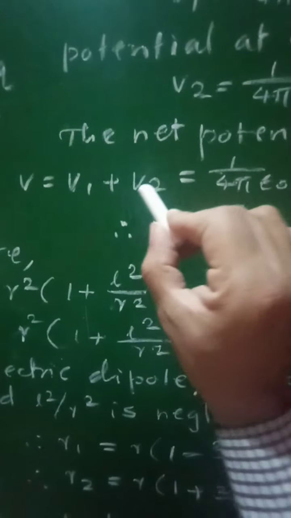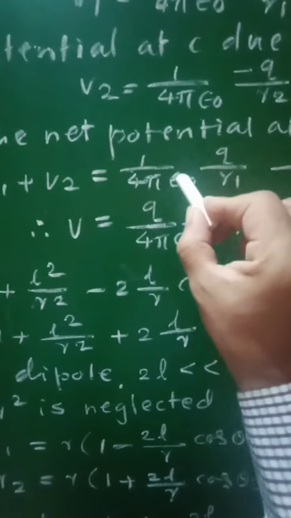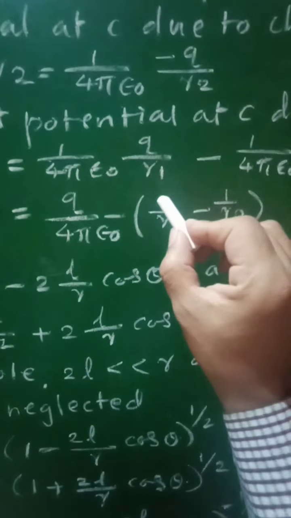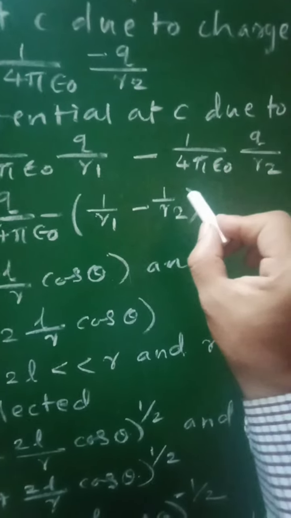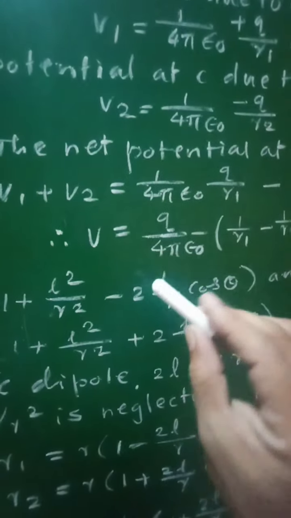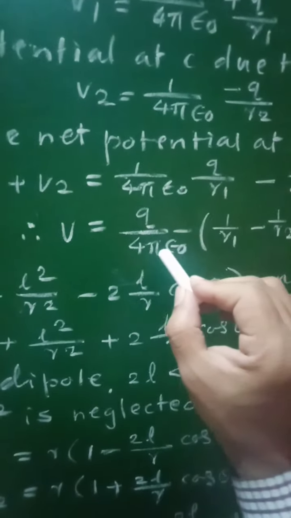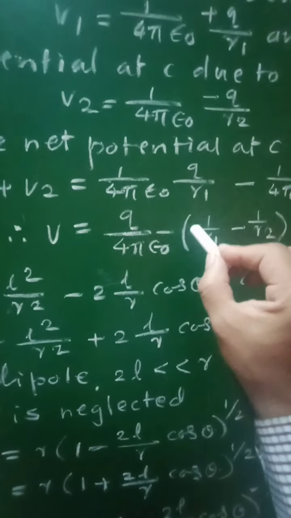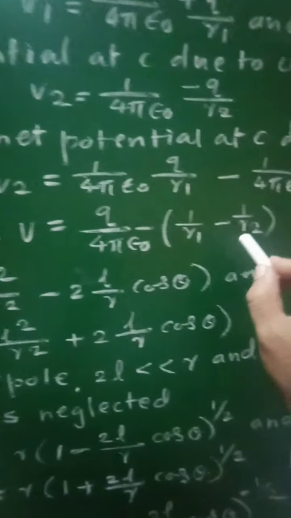Therefore phi equal to phi1 plus phi2, that is equal to 1 upon 4 pi epsilon 0 q by r1 minus 1 upon 4 pi epsilon 0 q by r2. Taking common q upon 4 pi epsilon 0, phi is equal to q upon 4 pi epsilon 0 into 1 by r1 minus 1 by r2.